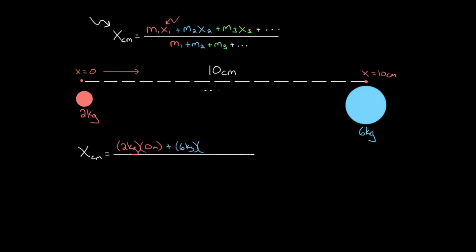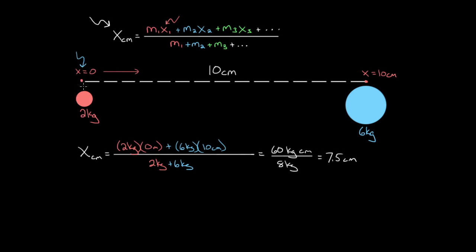Again, we can choose whatever point we want, but we have to be consistent. We already chose this as x equals 0 for mass 1, so that still has to be x equals 0 for mass 2. That means this has to be 10 centimeters now. And then those are our only two masses, so we stop there and we just divide by all the masses added together, which is going to be 2 kilograms for m1 plus 6 kilograms for m2. And what we get out of this is 2 times 0 is 0, plus 6 times 10 is 60 kilogram centimeters, divided by 2 plus 6 is going to be 8 kilograms, which gives us 7.5 centimeters.